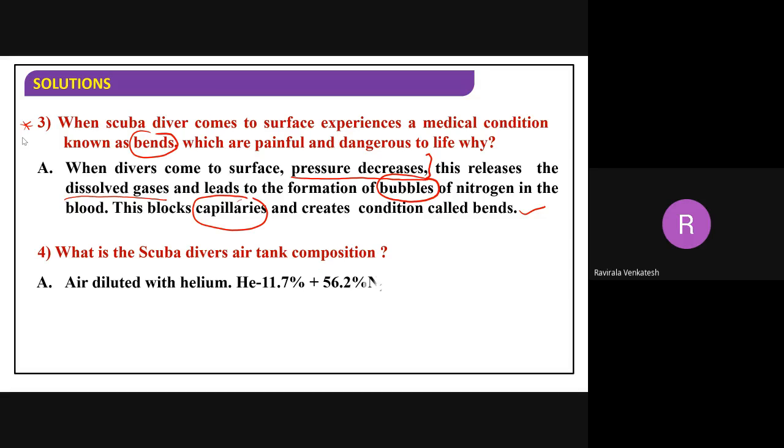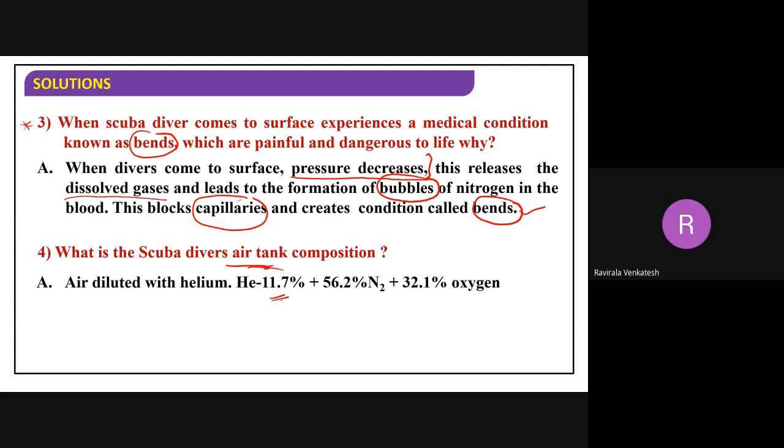What is a scuba diver's air tank? The air tank contains, to prevent this medical condition, how much composition do we have to take? Now some of the nitrogen we are replacing with helium. So helium you are taking 11.7%, nitrogen 56.2%, and oxygen 32.1%.